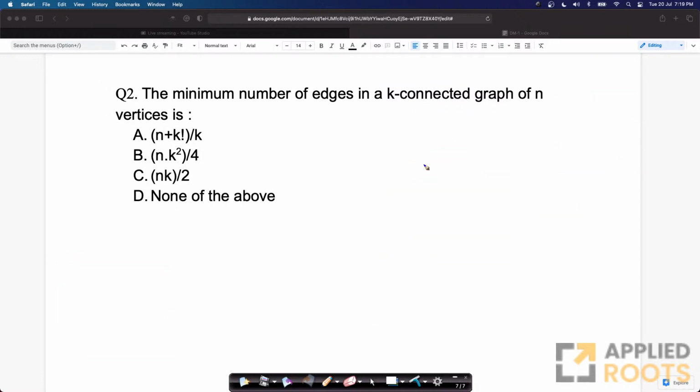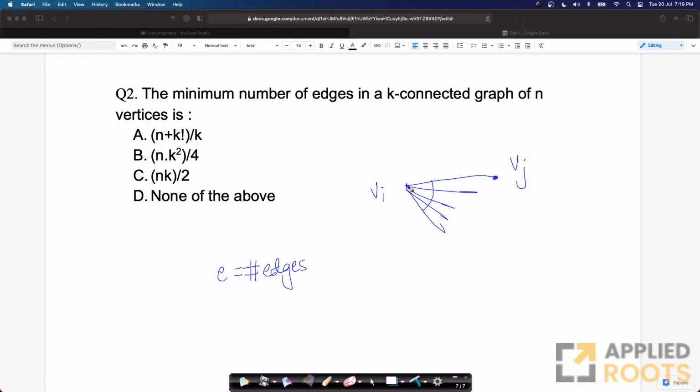Now let's solve the problem. So what do we have? We have a bunch of vertices like this. Each vertex is connected to k or more other vertices. Look at this, this is connected to k or more other vertices. Now let's assume E is the number of edges.